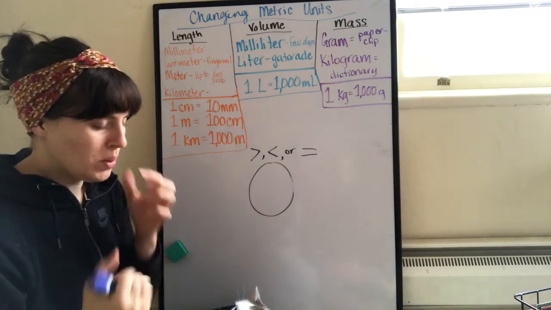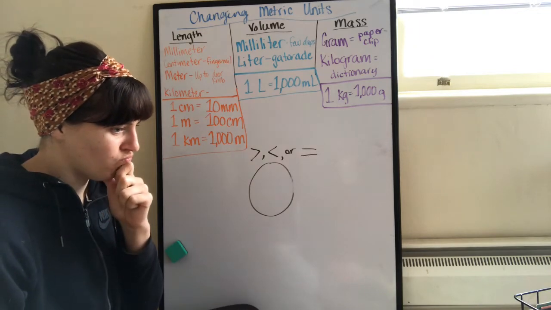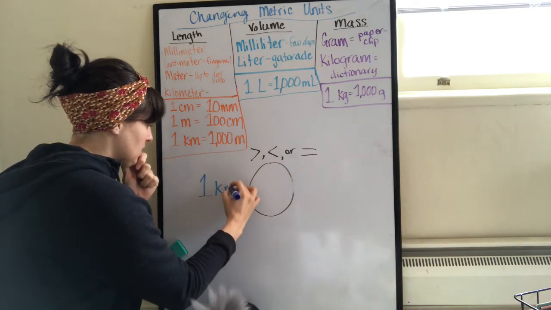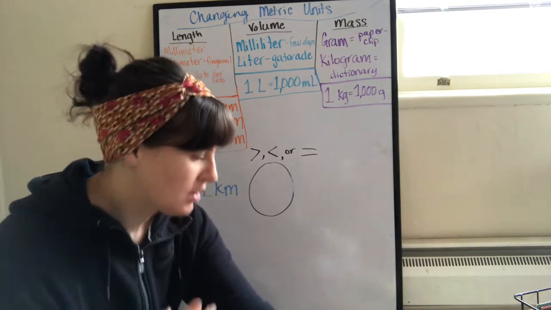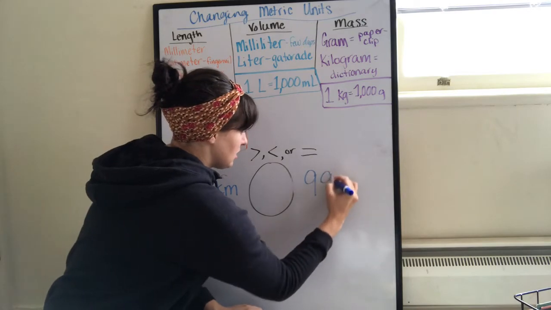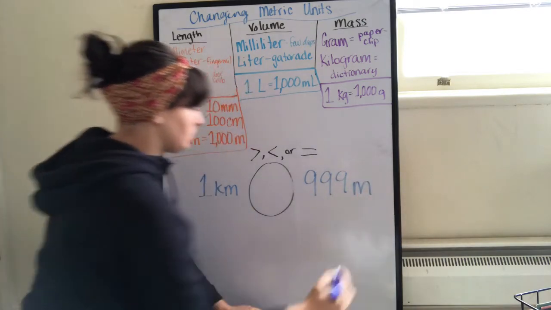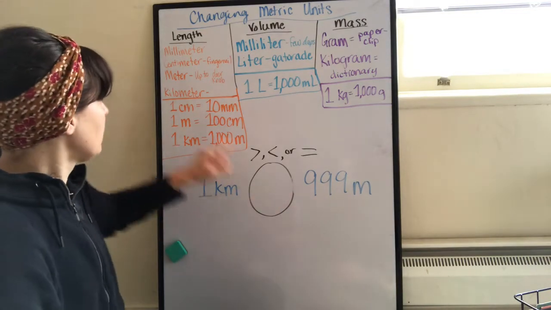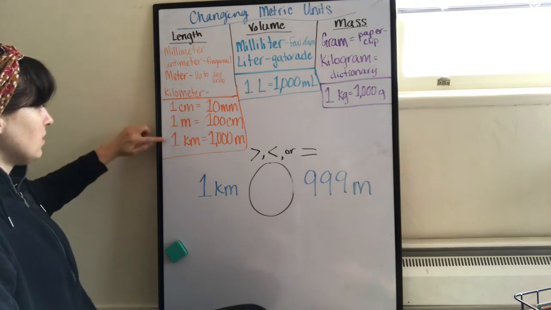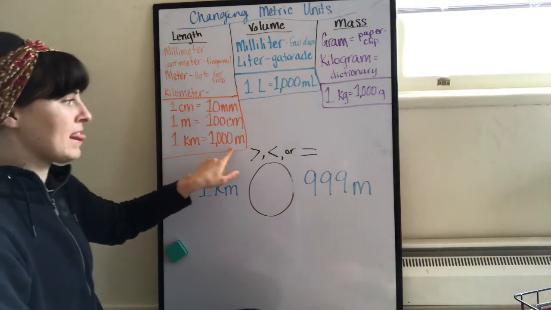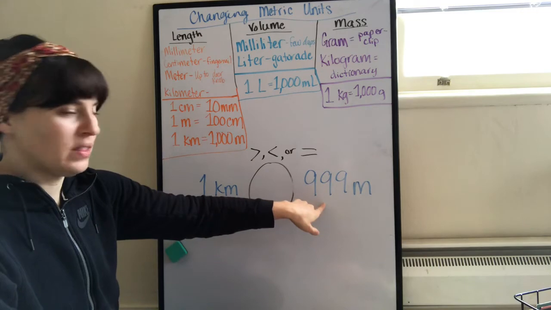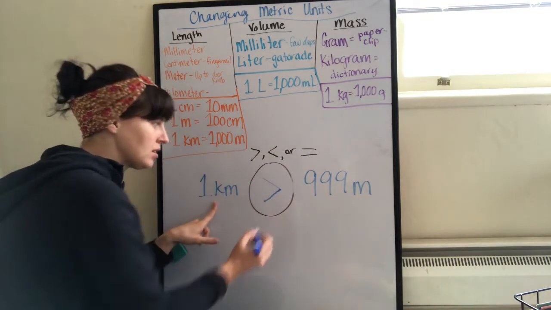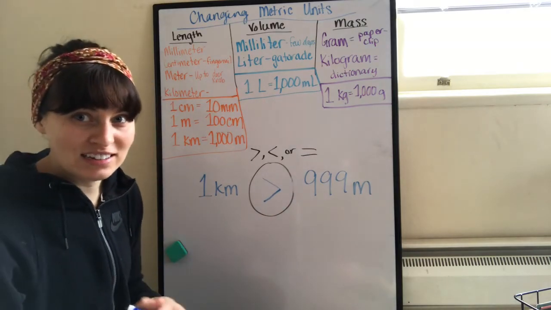Let's do 1 kilometer and 999 meters. 1 kilometer, 999 meters. Kilometer is length, right? So let's look. 1 kilometer equals 1,000 meters. Is that 1,000? No, it's less than 1,000. So that means 1 kilometer is bigger. It's gonna take a little bit of practice.